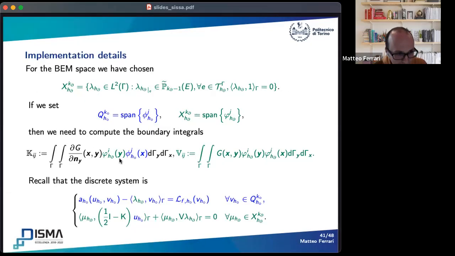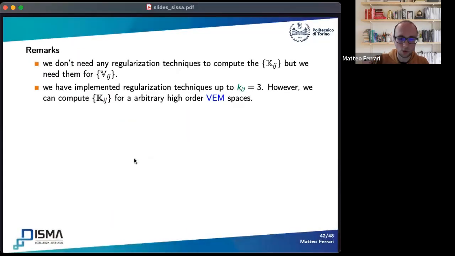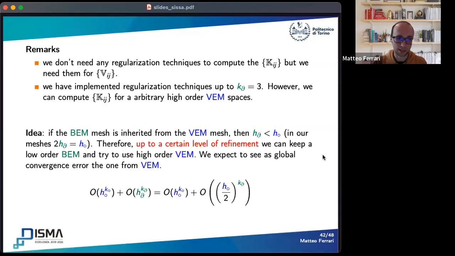So we can take different orders for VEM and BEM here because we don't need any regularization. If we add a VEM function, say we want to use a VEM with order 4 or 5, this could have been a really big problem if we added a virtual function here. But we have it only here, where we don't need the regularization techniques. So what is the idea?